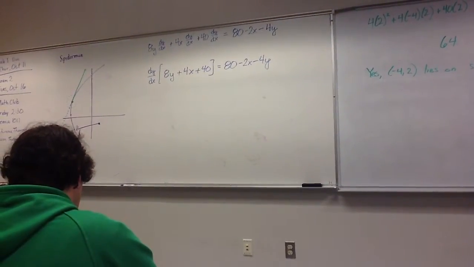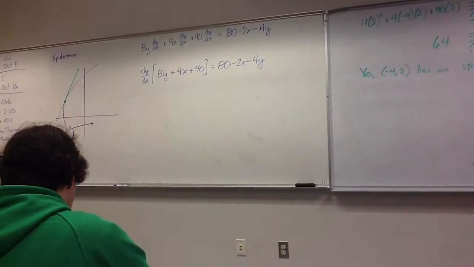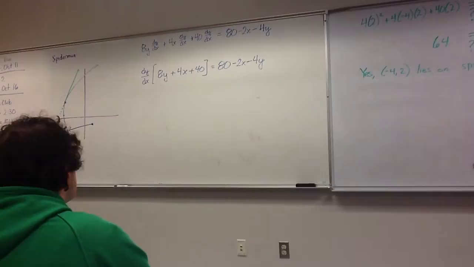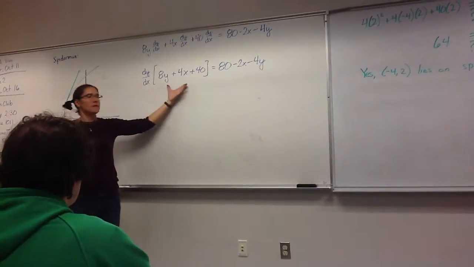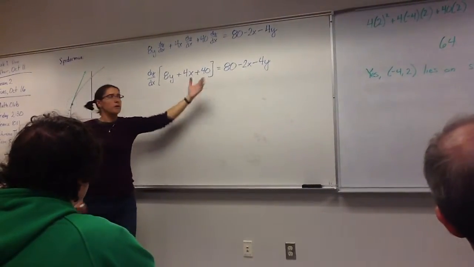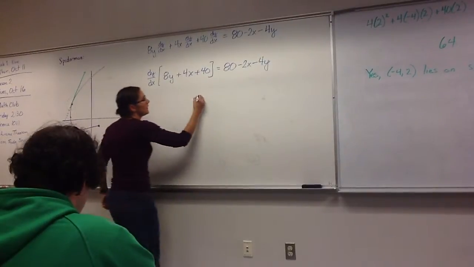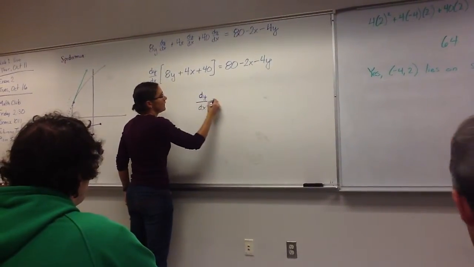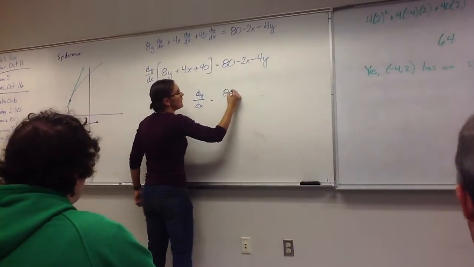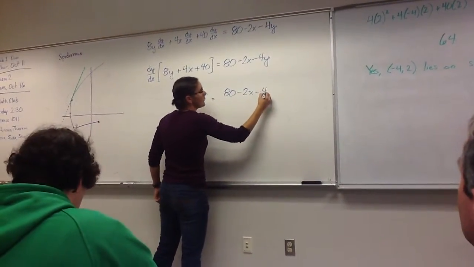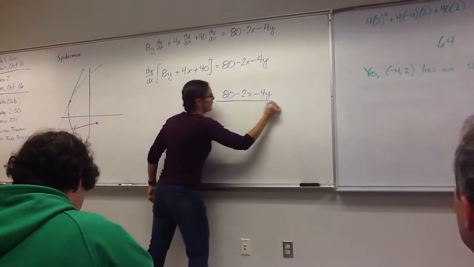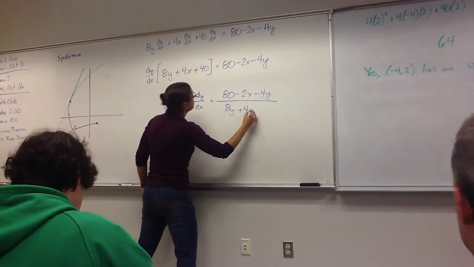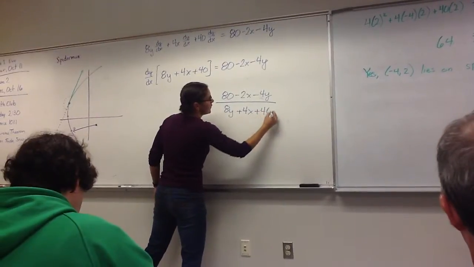All right. We still are solving for dy over dx. What's our next step? Divide everything on the left to the right. Yeah, everything over here on the left side, we're going to divide by on both sides, and we're going to be left with dy over dx is equal to 80 minus 2x minus 4y all over 8y plus 4x plus 40.